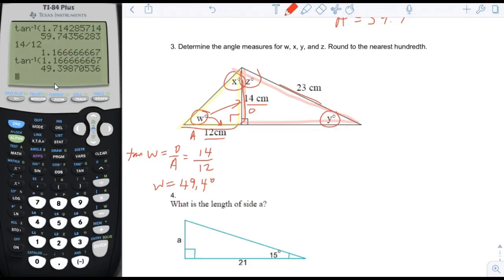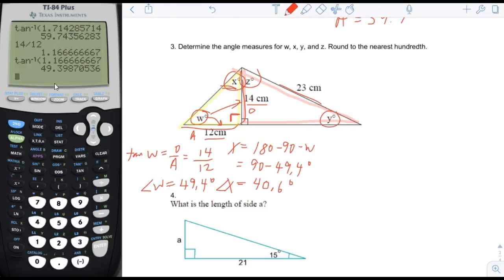And once I know W, I don't have to do any fancy trig to find X, right? I know that the three angles of this yellow triangle add up to 180. So I could say that angle X is equal to 180 minus 90, which is this angle here, minus W. Okay, so that would be equal to 90 minus W, which is 49.4 degrees. So X is actually equal to 40.6 degrees, right? Okay, so that's angle X.